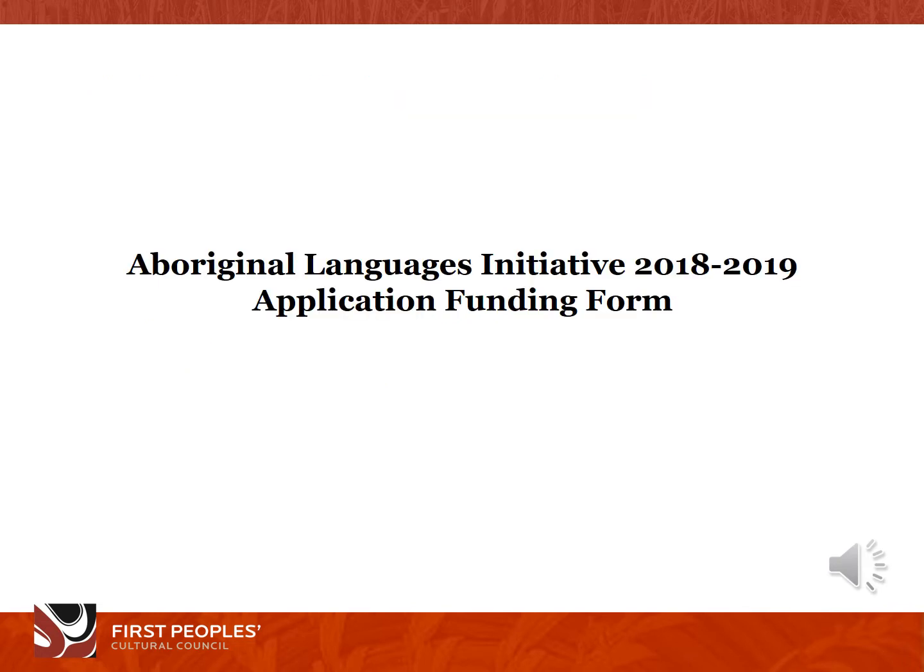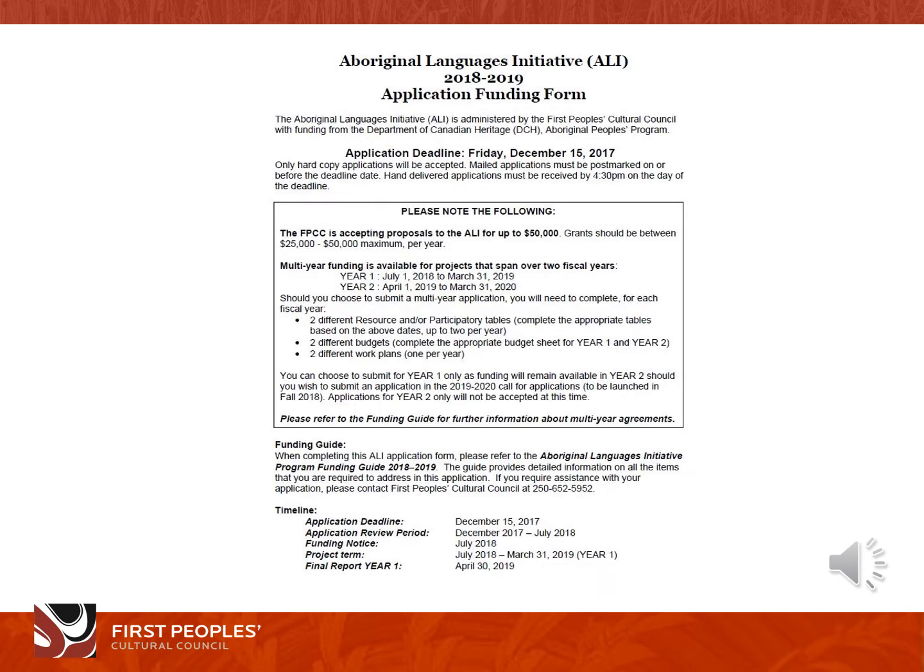Now that we have provided an overview of the ALI program and its eligibility requirements, let's take a walk through the application form for 2018-19. The first page of the application provides important information about the application deadline, project funding amounts, and program reporting deadlines. Read this page carefully before starting your application.